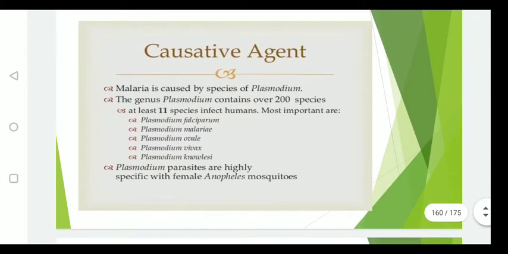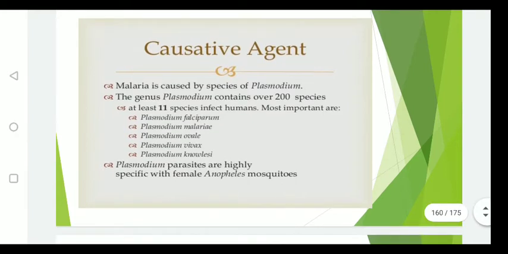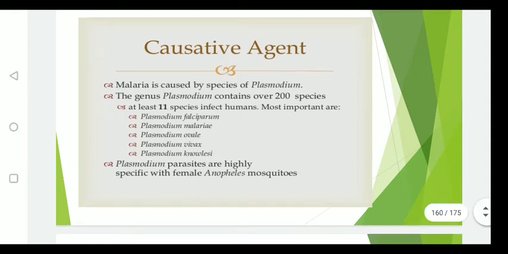Then we'll see the causative agent. What is the causative organism? Malaria is caused by the genus Plasmodium, which contains 200 species. Out of that, at least 11 species infect humans. The 5 most important are Plasmodium falciparum, Plasmodium malariae, Plasmodium ovale, Plasmodium vivax, and Plasmodium knowlesi. So these are the main 5.